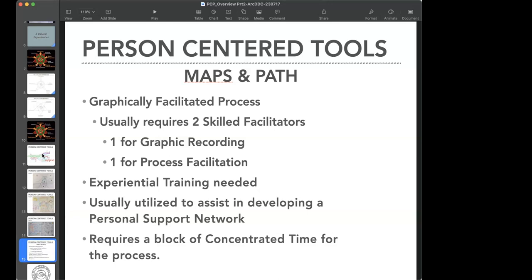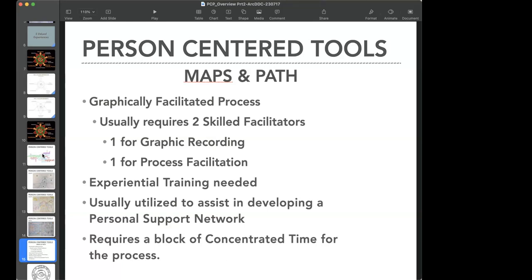But I think to be effective, we need to remember that some training needs to be happening for people, and that 2-person facilitation can be pretty important to be able to hold space for what becomes a pretty big planning process. The other thing to remember about those 2 tools is that it's usually utilized to assist in developing a circle of support or a personal support network for people, and that it requires a particular block of time. I don't think I've ever participated in a MAP or a PATH that didn't go for 2.5 to 3 hours.